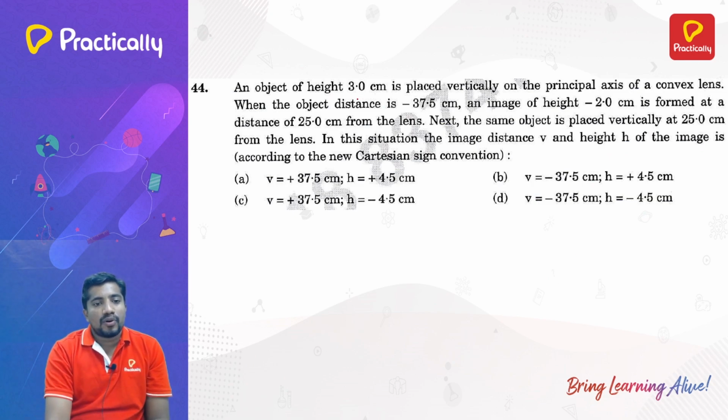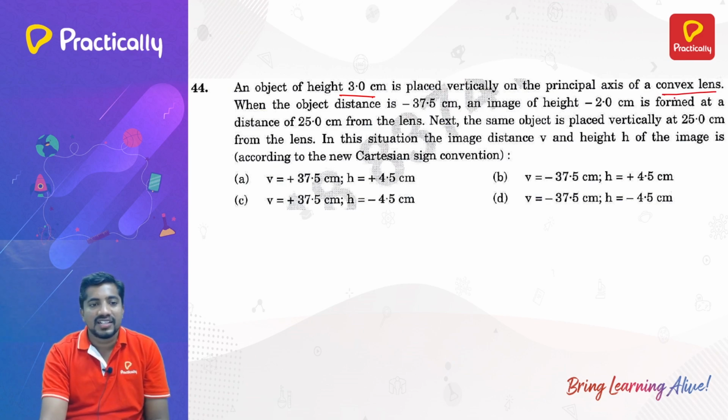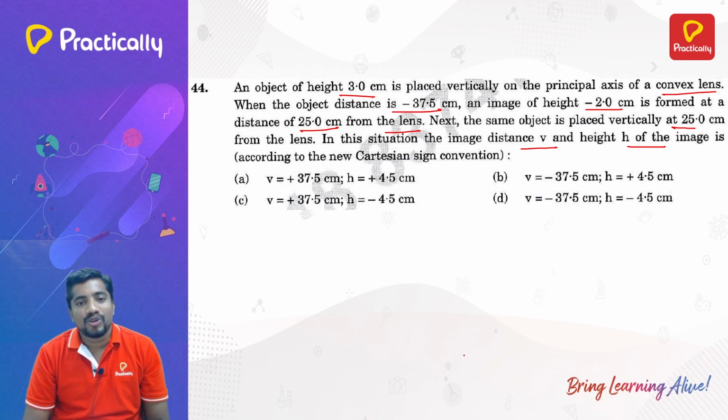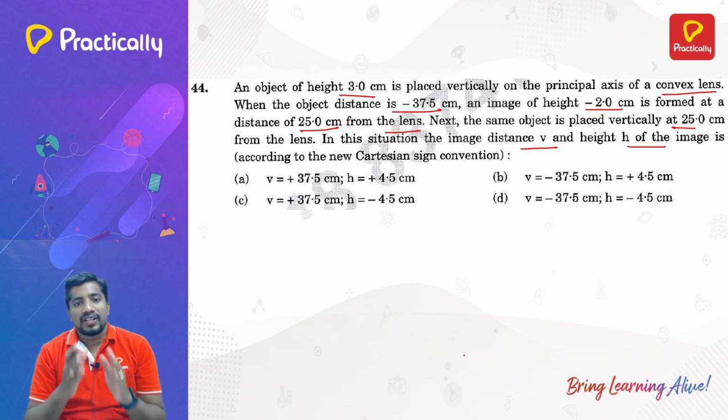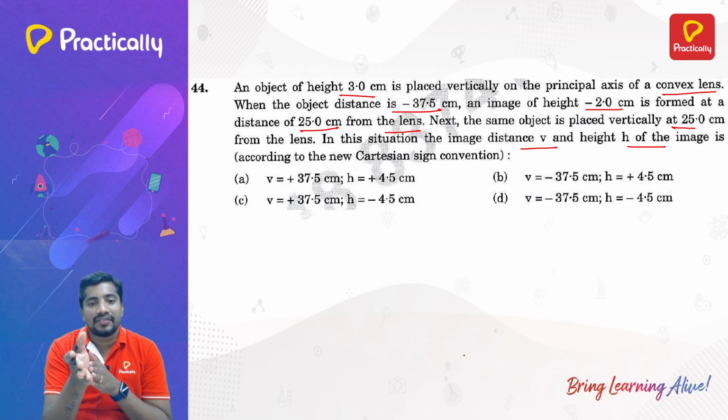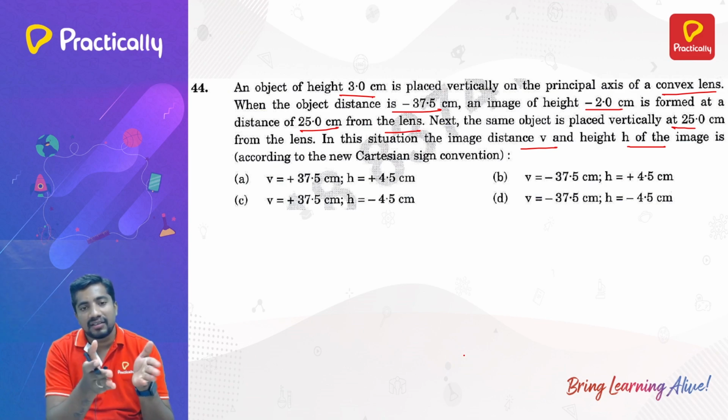Okay, next question 44. Object of height 3 cm is placed vertically on the principal axis of a convex lens and the object distance is minus 37.5 cm. An image of height minus 2 cm is formed at a distance of 25 cm from the lens. Next, the same object is placed vertically at 25 cm from the lens. In this situation, find image distance v and height h of the image by applying the new Cartesian sign convention. See children, when the first object is kept at minus 37.5 cm, minus in the sense they are taking the value by applying the new Cartesian sign convention directly.